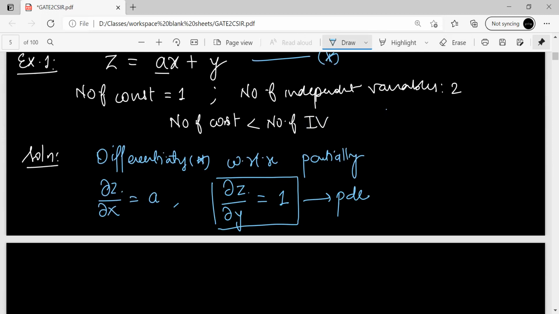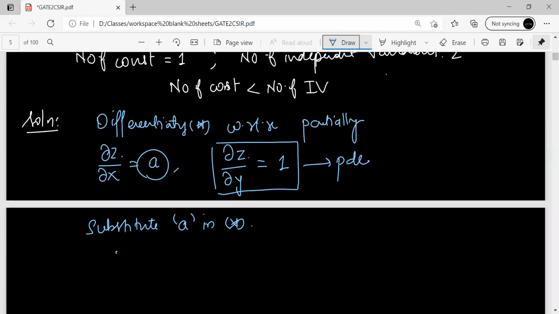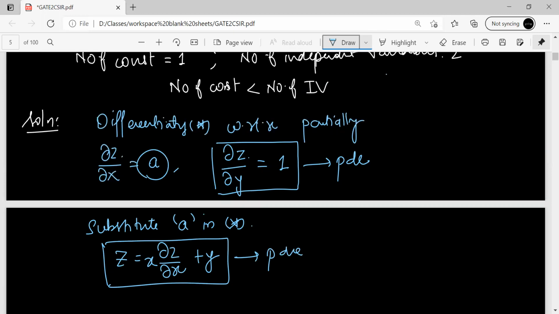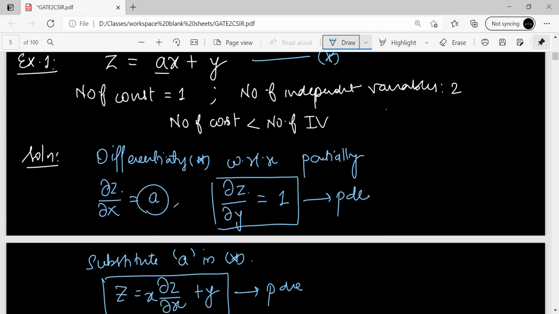Now with a certain modification, what if I resubstitute this a into this equation? Then I'll get another PD. Substitute a in star. I'll be getting z equal to del z over del x times x plus y. This is also a PD with no constant, so this is another PD, and all of them have order 1. So we got 2 partial differential equations because the number of constants was less than the number of independent variables.